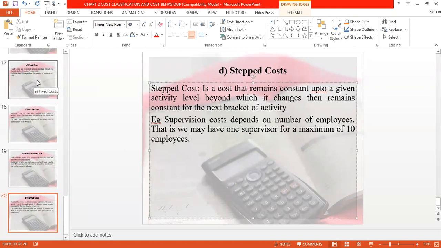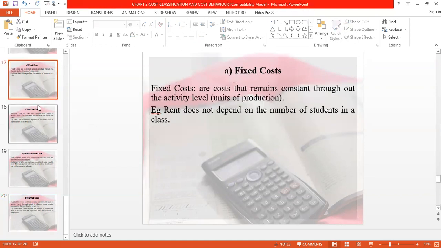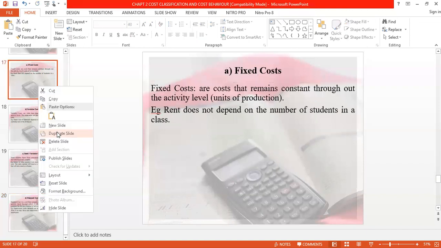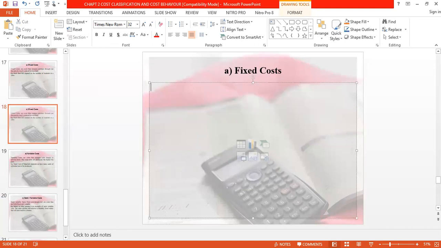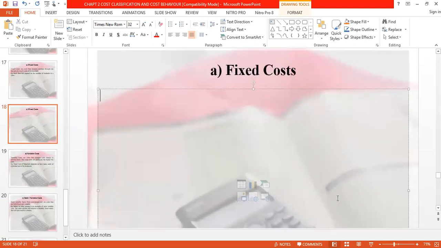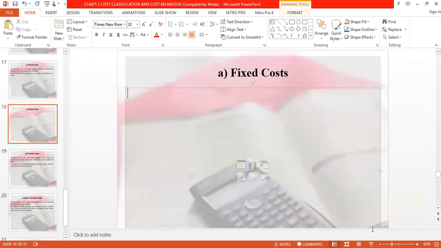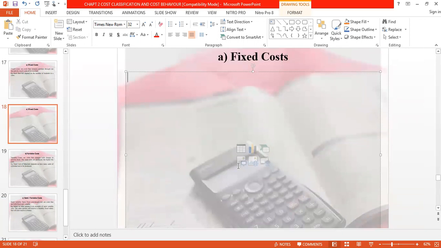Maybe for the next 10 to 20 minutes, let us analyze those costs one by one. So let me duplicate that. Now I want to analyze these costs one by one. I want to draw the costs. How do these costs look like? We want to do that analysis. So let's start with the fixed costs.